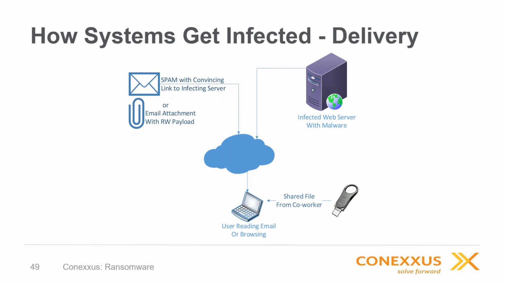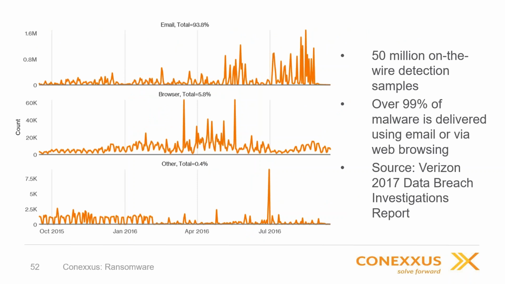And occasionally, even in the C-store environment, files are shared on jump drives and so forth, and you can get it that way, but it's very unlikely. In fact, if we look at that Verizon report, we see that of 50 million on-the-wire detection samples run by Verizon, over 99% of malware, including ransomware, is delivered using email or via web browsing. So it's not the other mechanisms that you really have to worry about. It is indeed the email and the web browsing. So that's going to be ripe for a headquarters operation, and then potentially for your stores if it spreads. And again, the source for this, for reference here on the slide, is the 2017 Data Breach Investigations Report. Check it out.